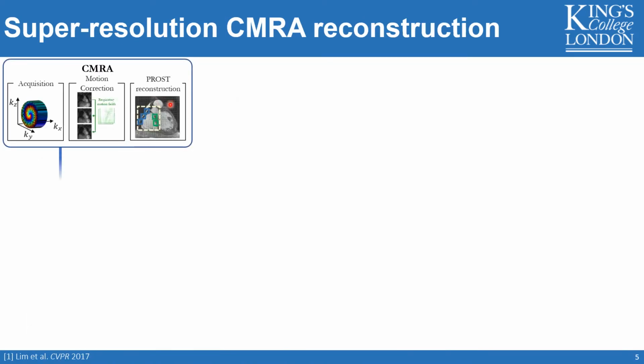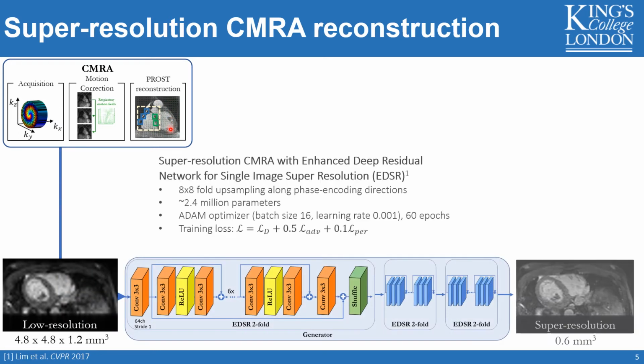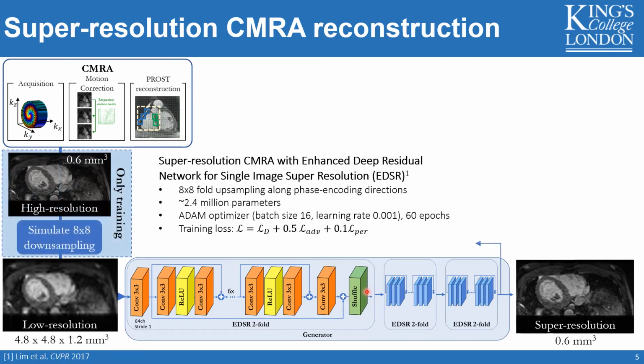Following the motion-corrected reconstruction, we perform an 8x8-fold super-resolution upsampling from the low-resolution acquisition of resolution 4.8 by 4.8 by 1.2 to the sub-millimeter resolution of 0.6. This is performed by an enhanced deep residual network for single image super resolution, EDSR, which is trained in an adversarial fashion in a GAN architecture.